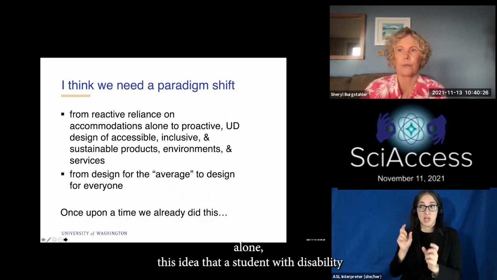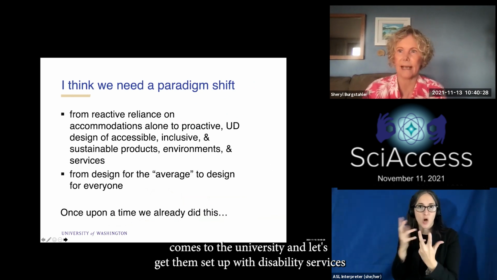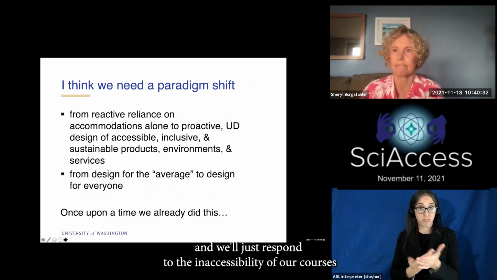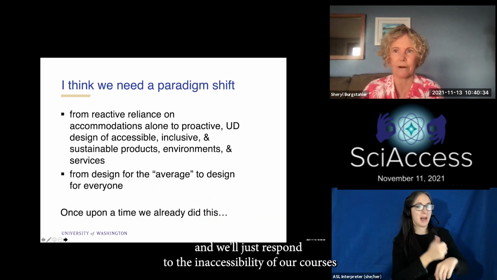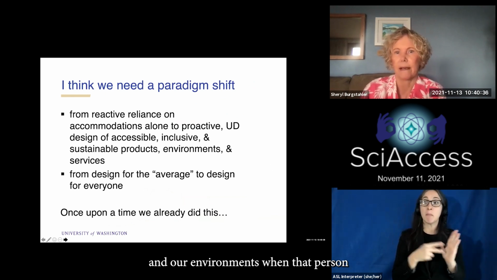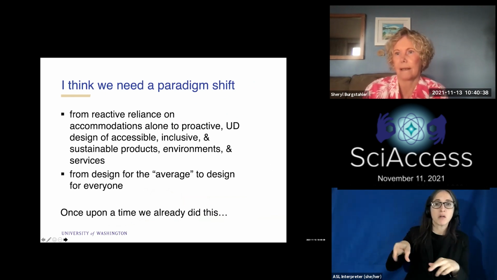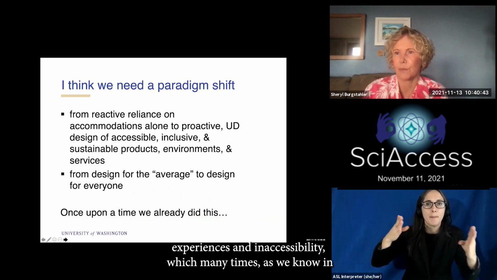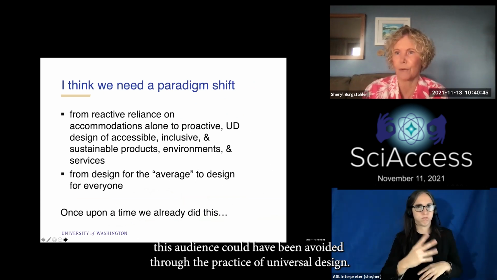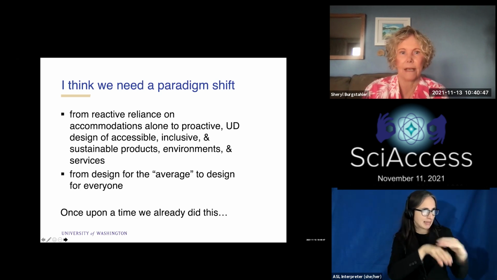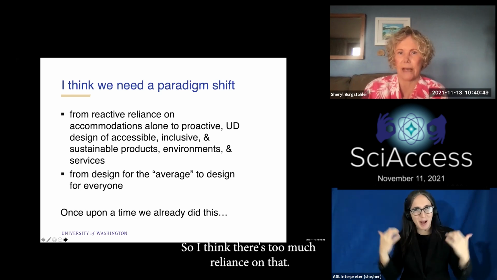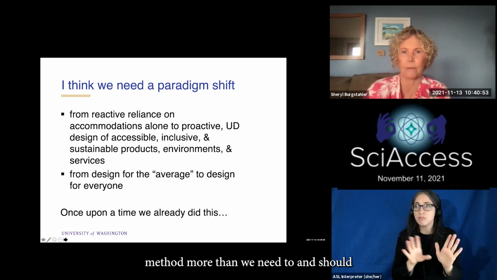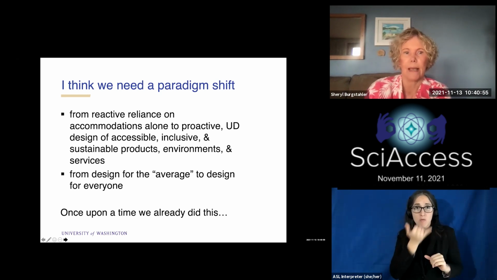This idea that a student with disability comes to the university and let's get them set up with disability services and we'll just respond to the inaccessibility of our courses and our environments when that person experiences an inaccessibility, which many times, as we know in this audience, could have been avoided through the practice of universal design. So I think there's too much reliance on that. Nothing wrong with accommodations, but I think we use that method more than we need to and should.